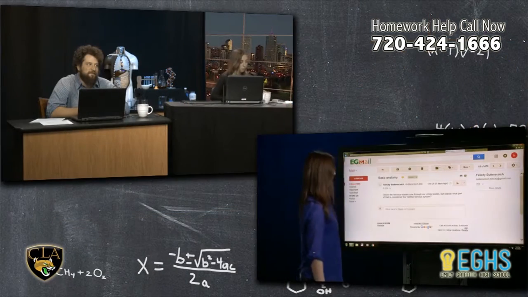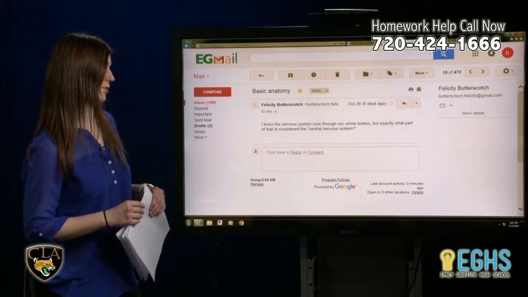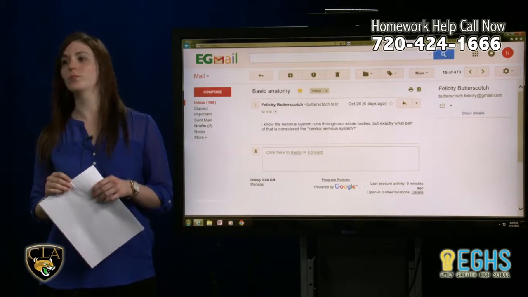Wow. I know the nervous system runs through our whole bodies, but exactly what part of that is considered the central nervous system? So that'd be the brain and the spinal cord.